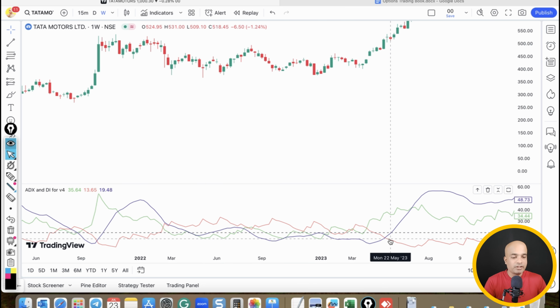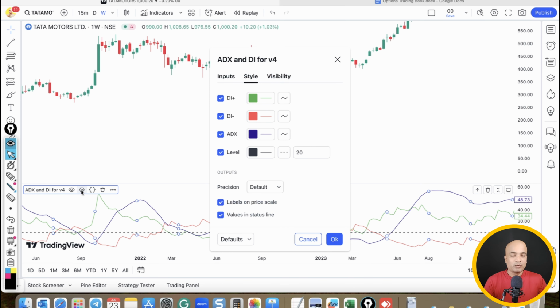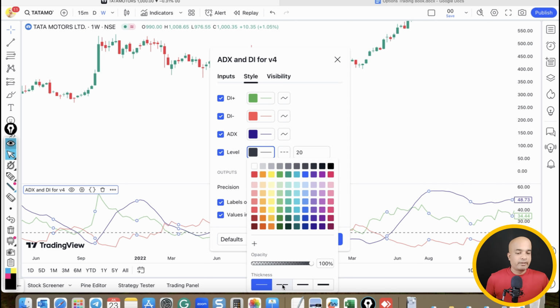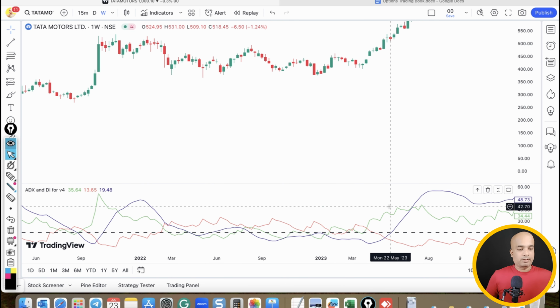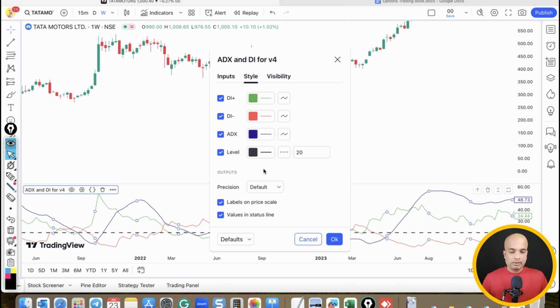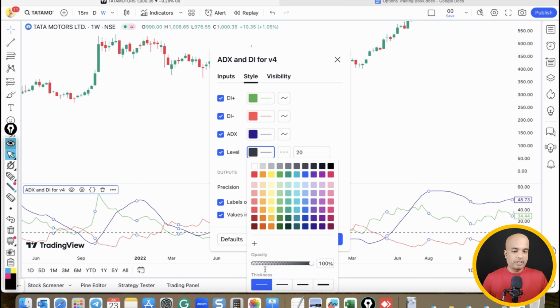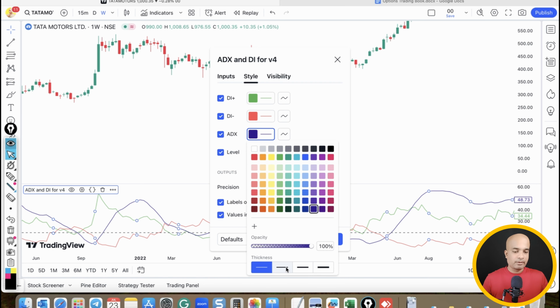Okay, so this is one thing. I will make this ADX line a little thicker so that you will understand in a better way. Okay, I think now it is clear. The ADX line level is this one. This is the line.